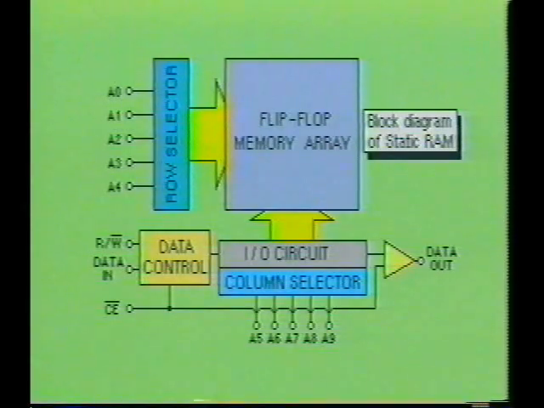Reading data from the RAM device is not a complex operation. First, the desired address is selected. Next, the chip enable input, not CE, is brought low. After a very short period of time, the data at the selected address will be present at the output.